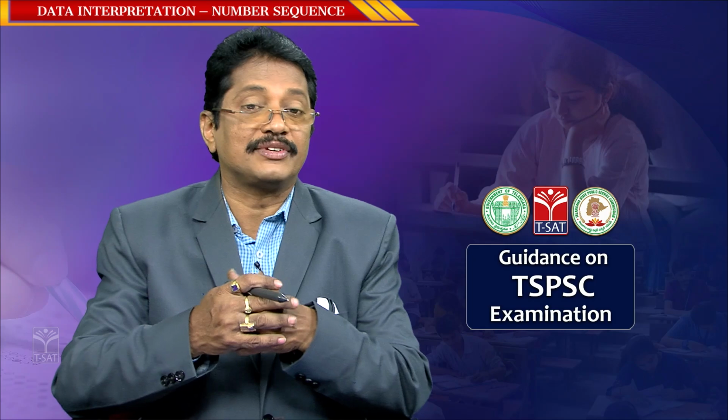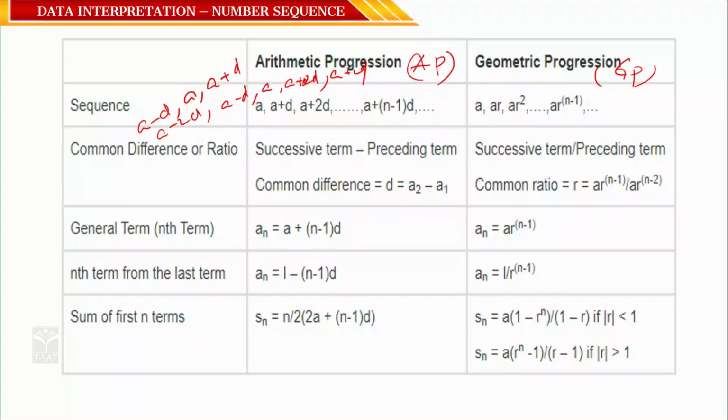Now, the common difference. Here, the difference between any two consecutive, successive numbers in the arithmetic progression is called the common difference. That means A2 minus A1 gives D, or An minus An minus 1 gives D. Is it clear? That is the common difference.